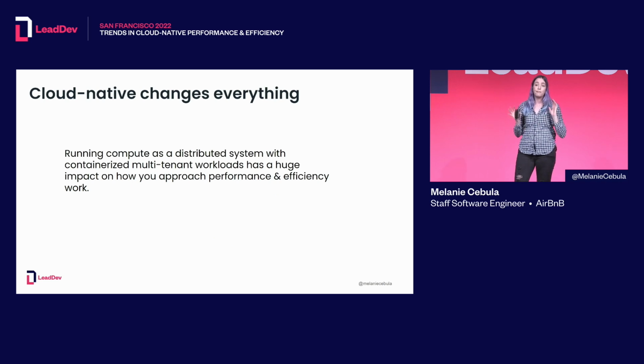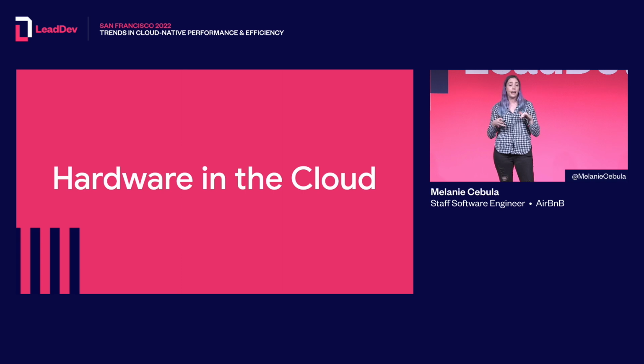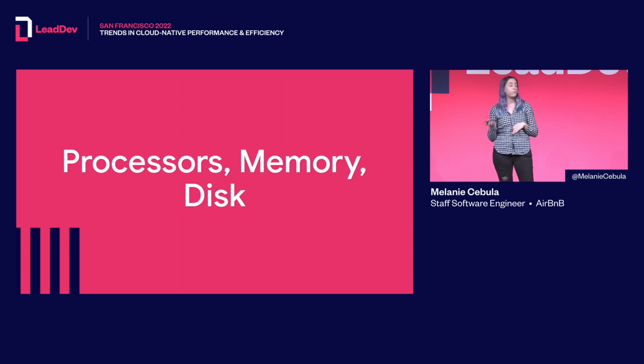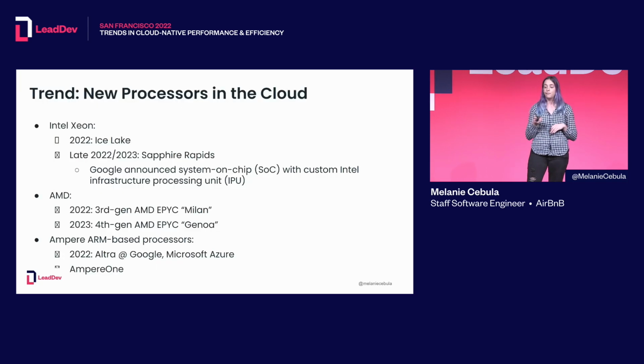So cloud native basically changes everything about this paradigm. These days, a lot of us are now running compute as a distributed system with containerized multi-tenant workloads, which has a huge impact on how you approach performance and efficiency work. So with that in mind, I'm going to talk about the latest hardware in the cloud and what that means for you. Cool. So starting with processors, memory, and disk.